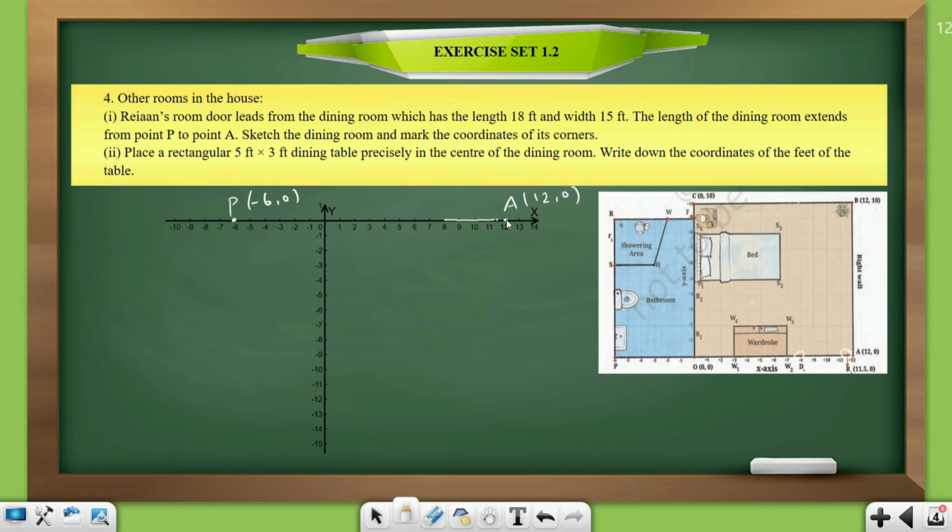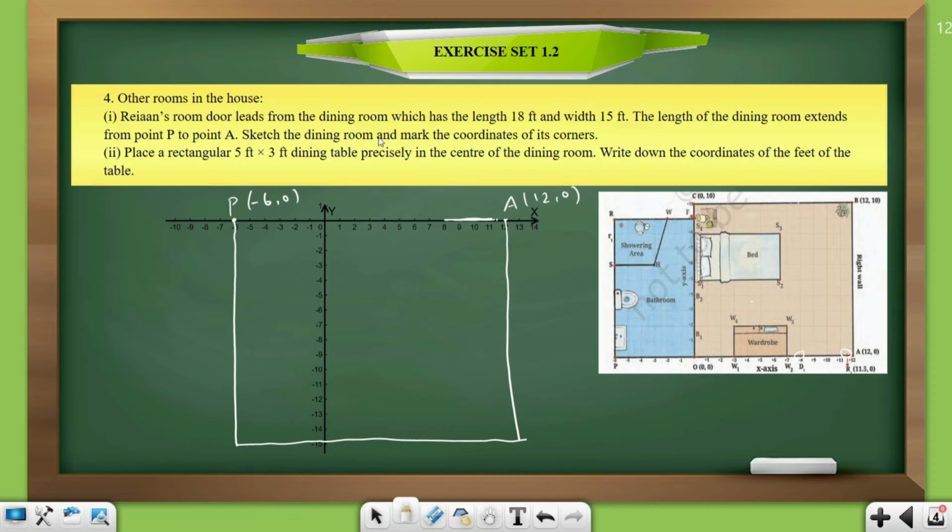Once you open this door, you are getting a room in this way. The room's width is 15 feet, so we have to draw a straight line of 15 units on the negative side of the y-axis. It's going to be like this. Once he opens the door, this is how we will get the dining room.